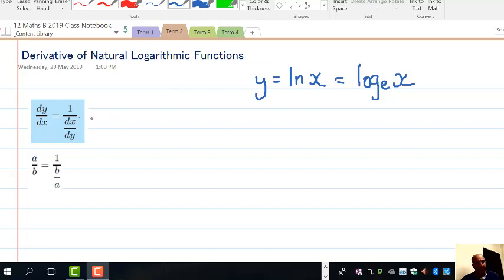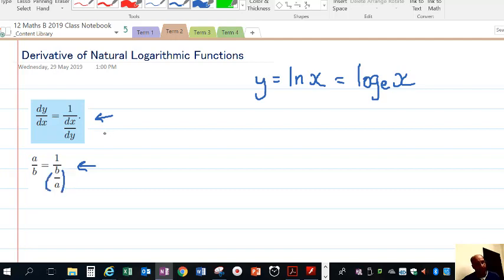Okay, so there's a theorem that shows that dy/dx is 1 over dx/dy. Now that might seem familiar based on this algebraic identity, a over b is 1 over b on a, but that's not a proof. If you go back to differentiation by first principles, there is a way of proving this theorem, but that's beyond the scope of this video. The video aims to look at just a quick derivation of where the derivative of log x comes from.